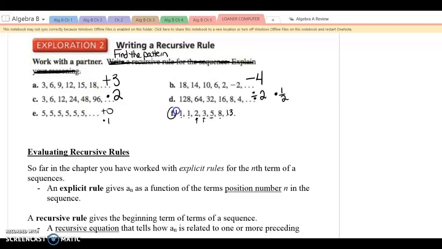This is where recursive rules are really helpful because there isn't a way to write this as an explicit rule. Each term depends on whatever the 2 previous terms were. This is called the Fibonacci sequence. It's the name of a dude.